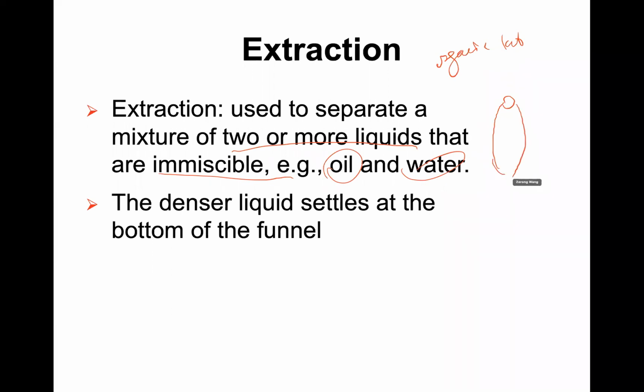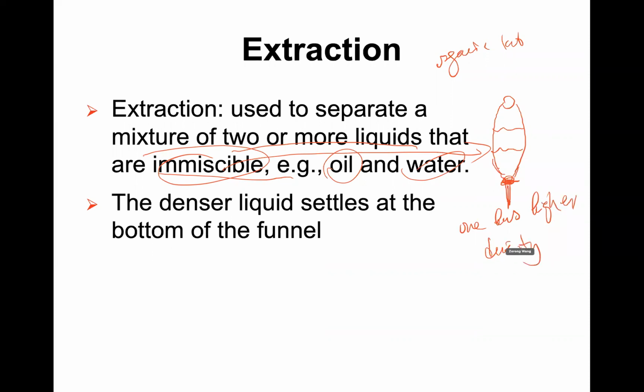And here you have a switch, so you can allow them to drain from the bottom. Then you have two layers of liquid, and those two layers of liquid are not miscible, so we will call them immiscible. That means they cannot go into one layer. In addition, one will be heavier than another, so one has higher density than the other.